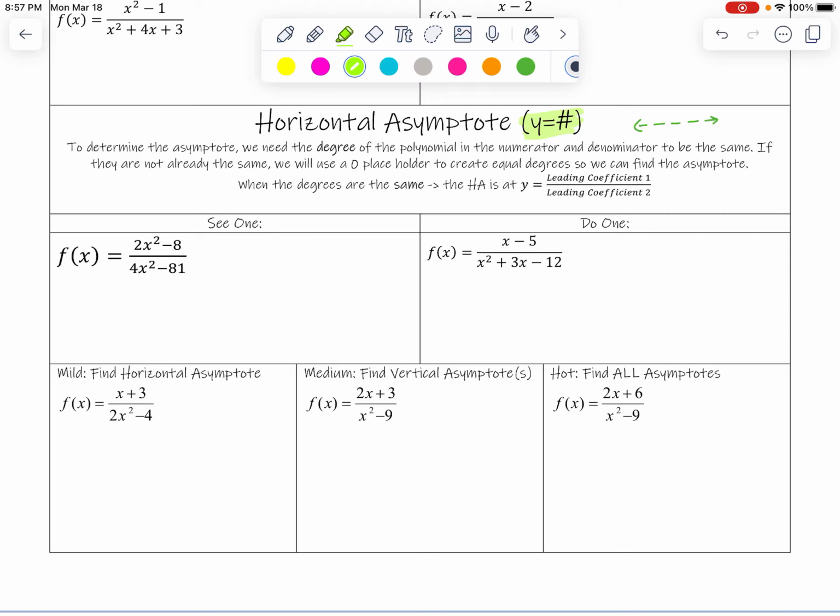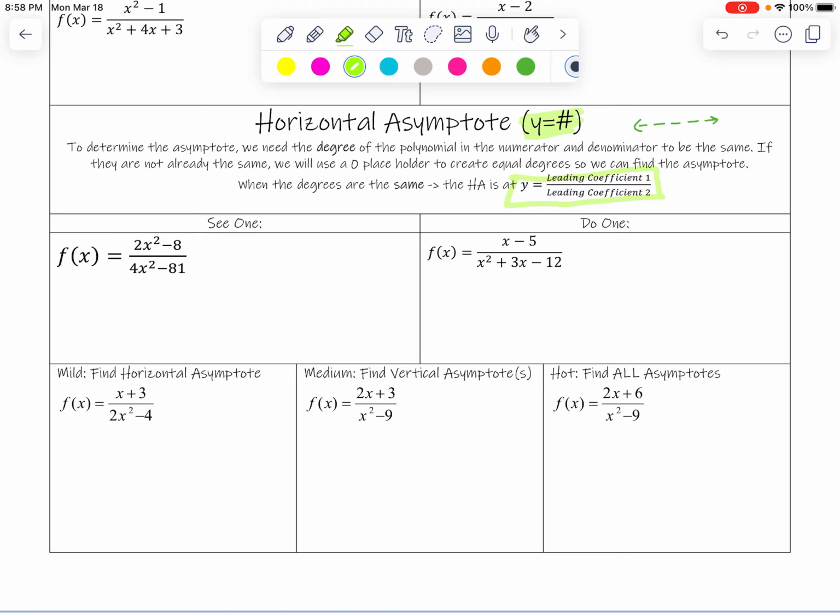And it has some directions here. To determine the asymptote, we need the degree of the polynomial in the numerator and the denominator to be the same. If they are not already the same, we will use a zero placeholder to create equal degrees so we can find the asymptote. When the degrees are the same, the asymptote is at y equals the leading coefficient in the numerator divided by the leading coefficient in the denominator. So this right here is almost kind of like our formula for finding these.